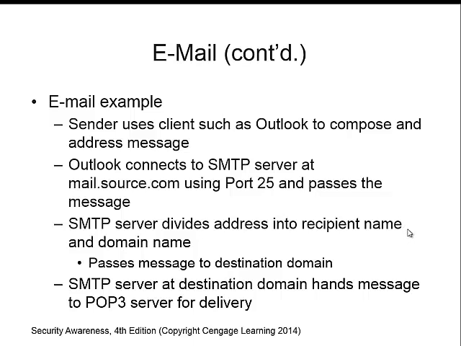Here's an example of how email works. The sender uses a client such as Outlook to compose and address a message. Outlook connects to the SMTP server, let's say at mail.source.com, using port 25, and then it passes the message along. The SMTP server divides that address into the recipient's name and the domain name, and then it passes the message to the destination domain. The SMTP server at the destination domain then hands the message to the POP3 server for delivery.